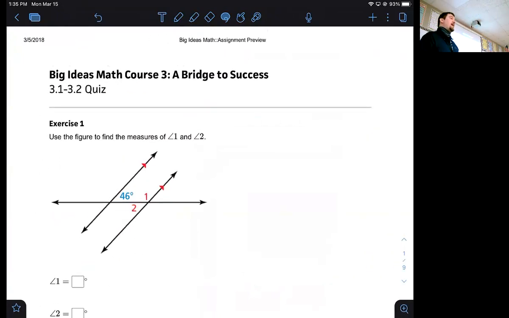Okay, get out a blank sheet of paper. I won't put it on Big Ideas, but that means you have to follow along. Title it Practice Quiz 1, or you can put 3.1, 3.2. Those are the two sections that are going to be covered on the quiz tomorrow.